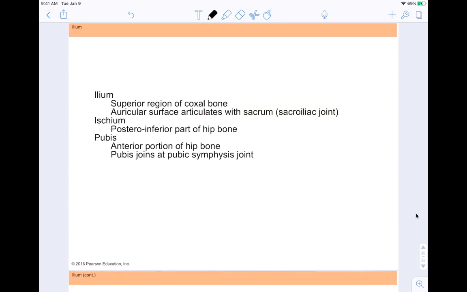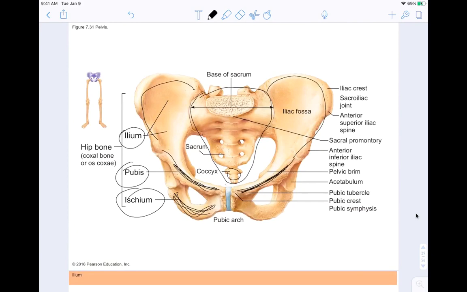Okay, so the ilium is going to be the superior, so the top region of the coxal bone. It's going to have an auricular surface that articulates with the sacrum. Remember, we talked about the sacrum at the bottom of your spine, followed by the coccyx. You have the ischium, which is going to be the posterior, so back, inferior, below part of the hip, so the back lower part. And then you have the pubis, which is going to be the anterior, the front portion of the hip bone. The pubis is joined at the middle pubic symphysis joint, and that's got a little tiny piece of cartilage between it to keep the bones from rubbing on each other.